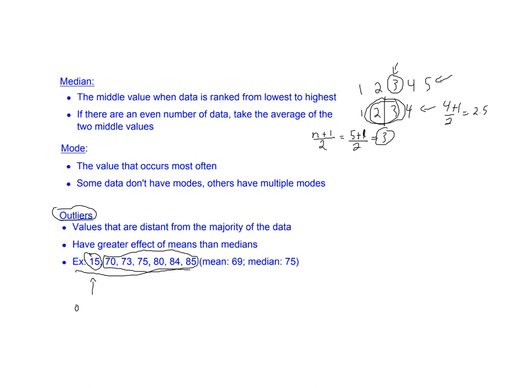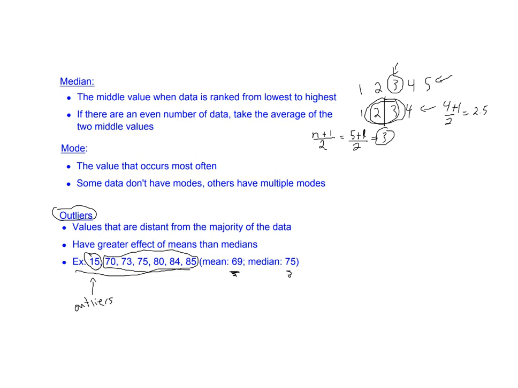And the reason why we might be interested in outliers is they can have a big effect on means, but not so much medians. So for example, if you look at this data set, if you were to calculate the mean of this set, you would get an answer of 69. And if you were to calculate the median, you would get an answer of 75. So that 15 is really pulling down the mean.